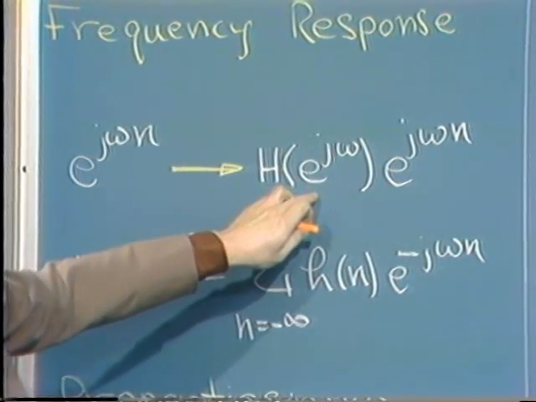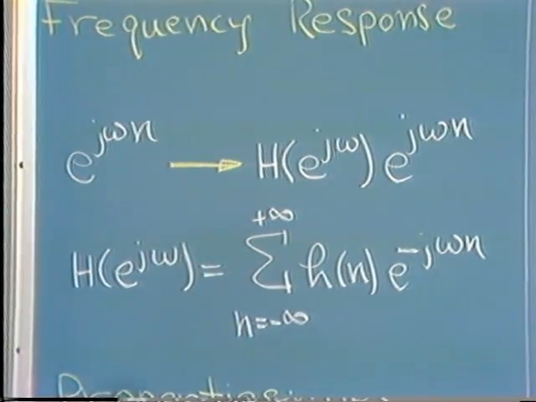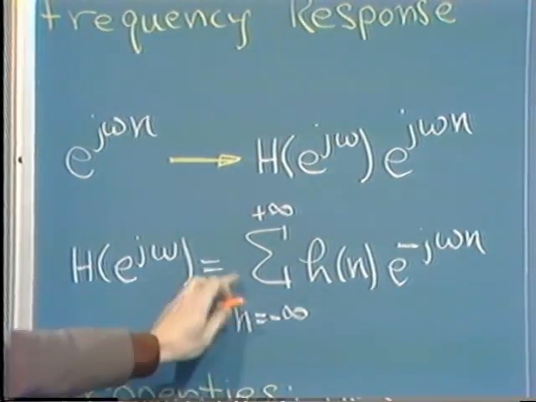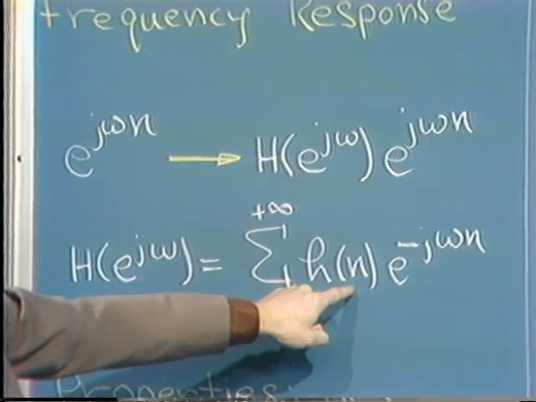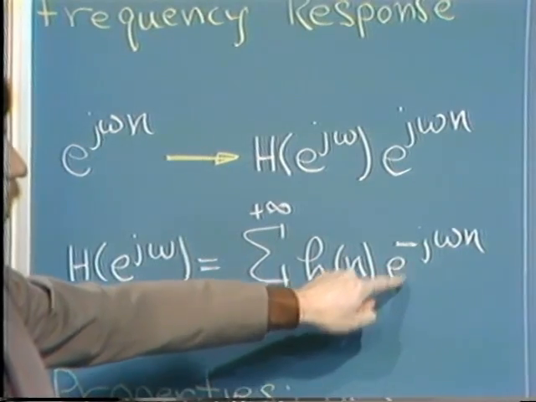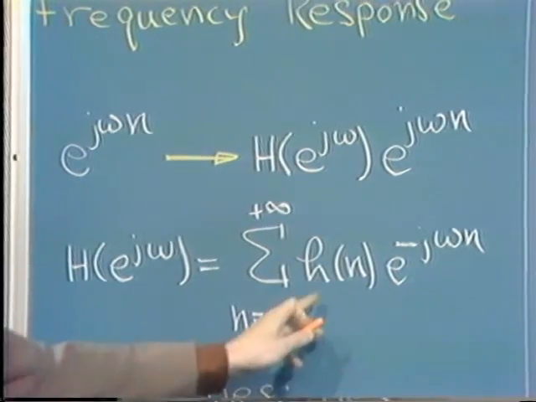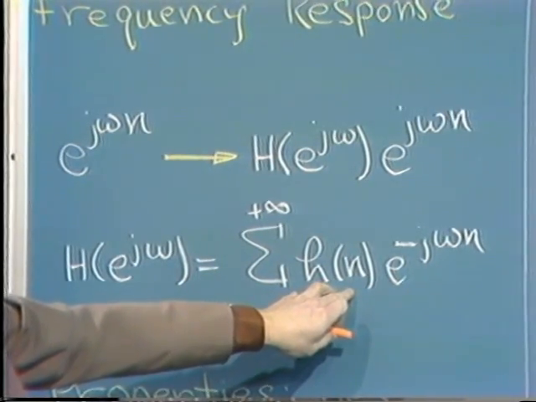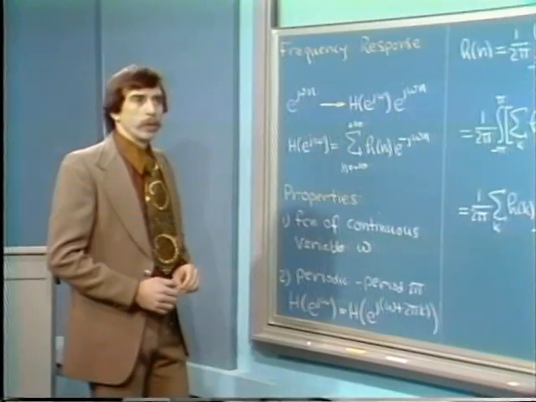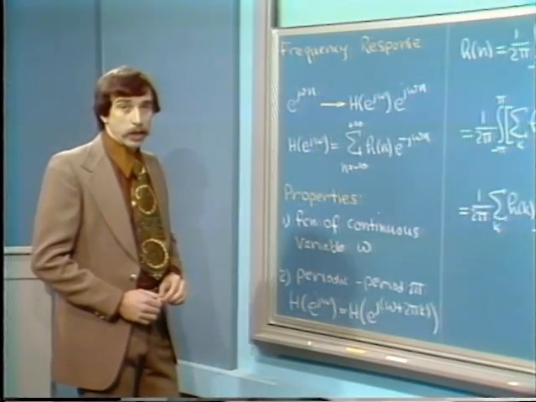The expression that we had for the frequency response in terms of the unit sample response was that the frequency response, H of e to the j omega, is given by the sum of h of n, the unit sample response of the system, multiplied by e to the minus j omega n. So this is a relationship that tells us, in terms of the unit sample response of the system, how to get the frequency response. There were two properties of the frequency response that I stressed last time.